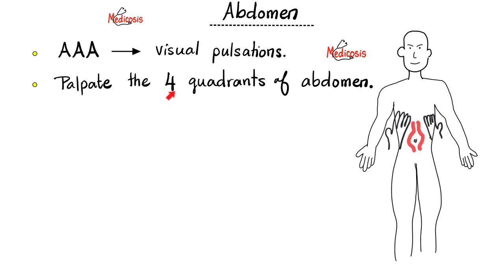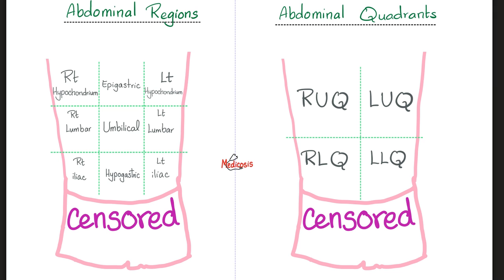Make sure, of course, to palpate the 4 quadrants of the abdomen. For the anatomy buffs out there, remember that the abdomen has 4 quadrants, because that's what the word quadrant means. It's a quota, so of course it has 4 quotas. However, the abdomen has 9 regions, so that's a different classification.